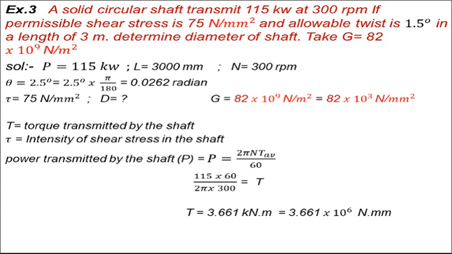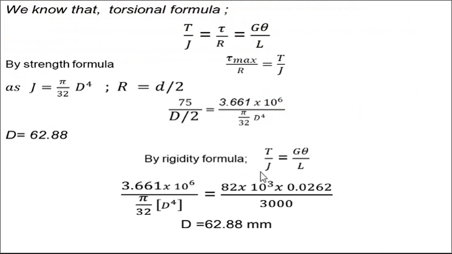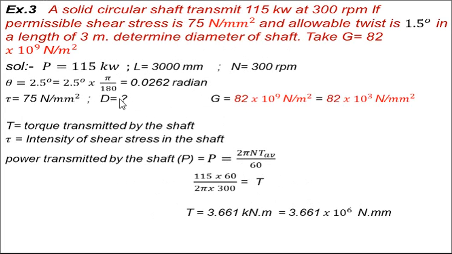So first of all, in the problem, they have given the power transmitted by the shaft, which is 115 kilowatt. Length of the shaft is given as 3 meter, but it is converted into 3000 mm. Capital N is nothing but the number of revolutions, 300 rpm, that is revolutions per minute. Theta is given as 1.5 here, but by mistake, I think the value is 2.5. So the angle of twist is 2.5 degree.